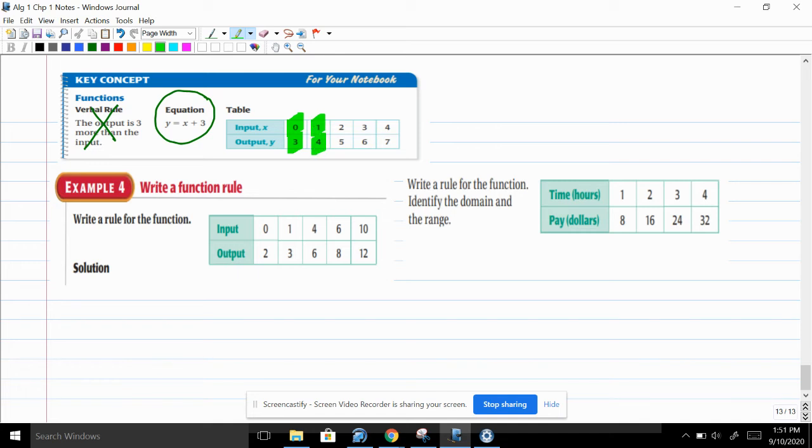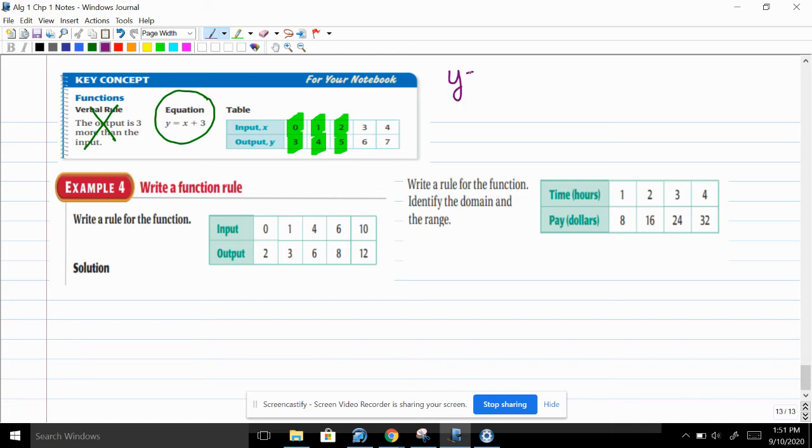1 plus 3 would be 4. 2 plus 3 would be 5, and so on and so forth. So that is a table representing what is going on in our equation. Now, if we wanted to make a table on our own, let's say I gave you another rule.